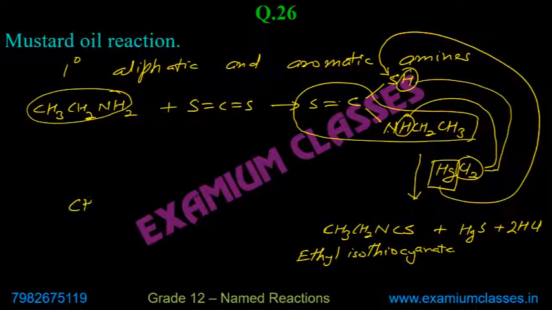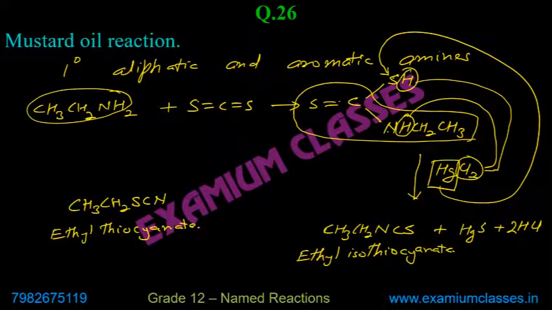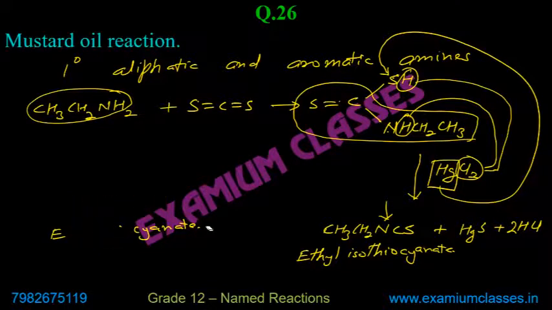If it would have been like this, CH3, CH2, SCN, then it would have been ethyl thiocyanate. But because it is attached with nitrogen here, similar to CN and NC, if it is attached from nitrogen, it is iso. Yes, Abneesh, because it is ambidentate. But in this case, isothiocyanate is produced. This is known as the mustard oil reaction.